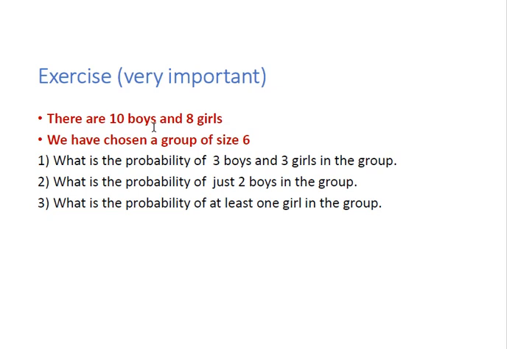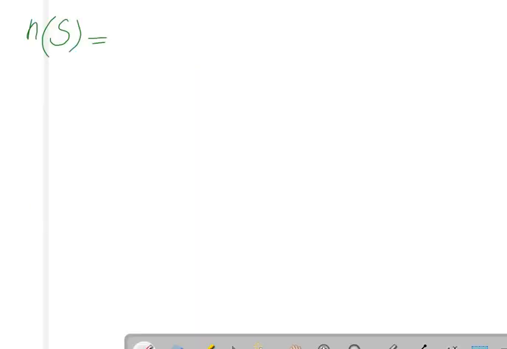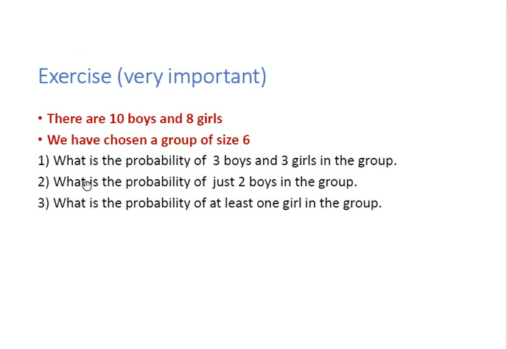For obtaining the number of outcomes in S, here the gender is not important, so we are going to select 6 people from 18 people. So NS is selecting 6 people from 18 people. But number 1, the probability of 3 boys and 3 girls in the group.